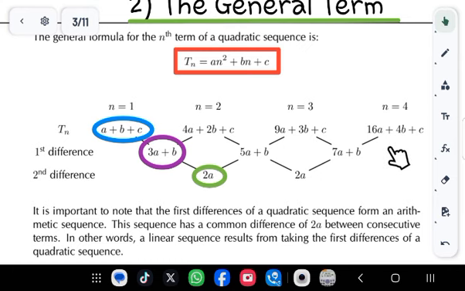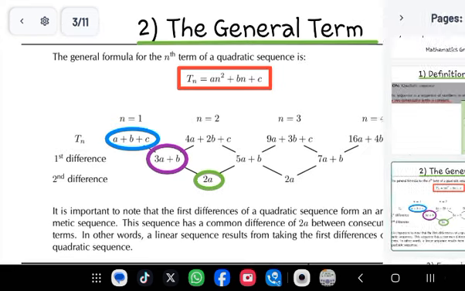Now, the first level of differences is 3a plus b, and then you've got 5a plus b, and so on and so forth. Now, the second level of differences is 2a. Remember, the first level of differences in a quadratic pattern is basically an arithmetic sequence, so don't forget that. That is why this is the constant difference of the arithmetic sequence that is formed by the first level of differences of a quadratic pattern. Don't forget that relationship. It's going to come in handy later.